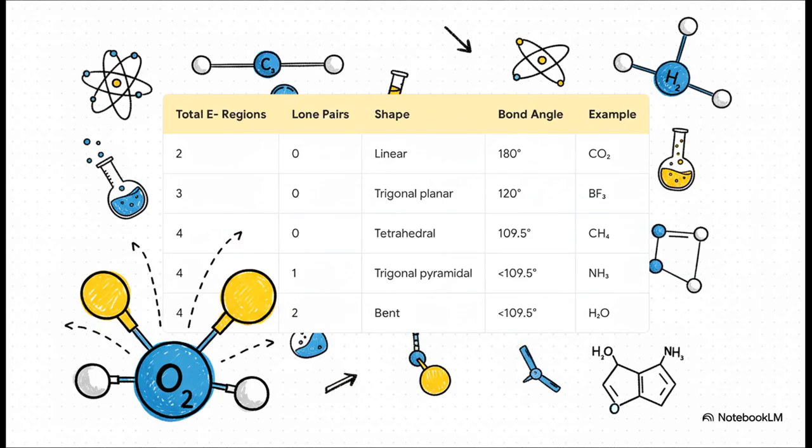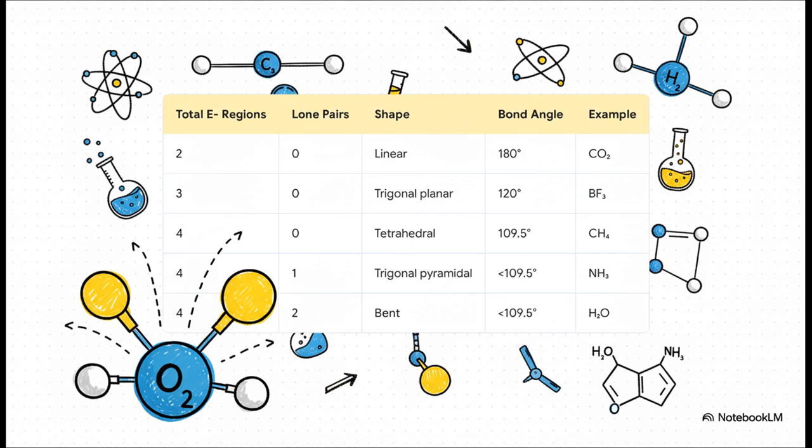And this table is basically our VSEPR cheat sheet. It's the key to everything. All you do is count the number of electron regions around that central atom. And this is important. That includes both the bonds and any extra pairs of electrons just sitting there. Once you get that number, the table just tells you the shape. See?